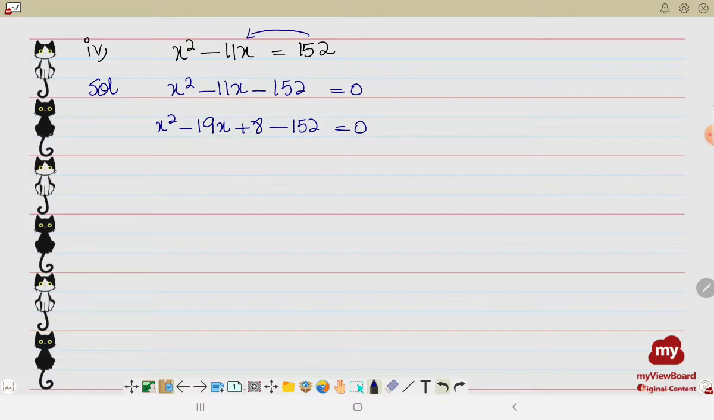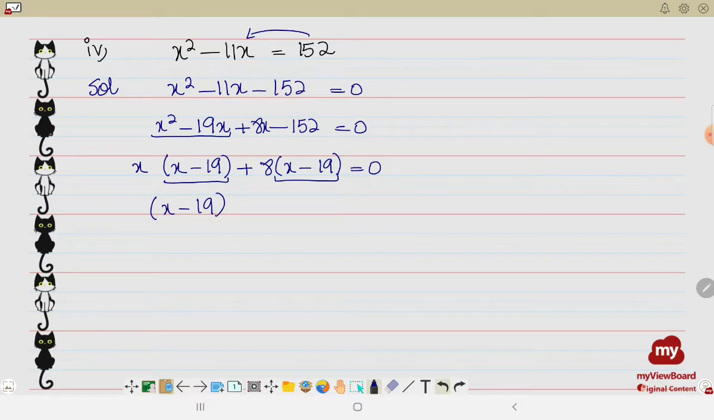So we got 4 terms, x squared minus 19x plus 8x minus 152. Out of the first two terms, x can be taken as common factor, so you are left with x minus 19. On the next two terms, you can take 8 as common factor. You are left with x minus 19. Again, the two brackets are the same. We can take them as common, and we are left with x and then plus 8.